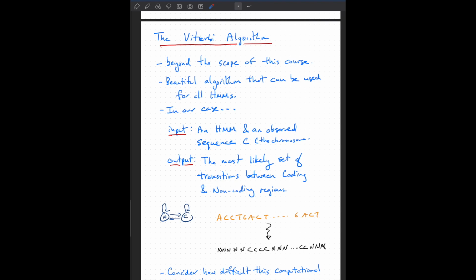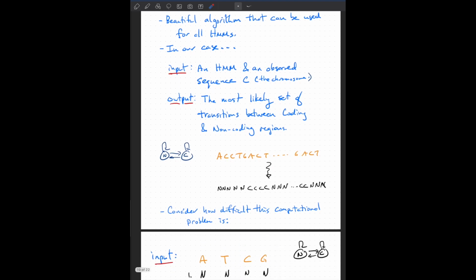That's the region that we're interested in characterizing. And what it's going to output is the most likely set of transitions between coding and non-coding regions. So it's going to basically assign N's and C's as we walk along, but it's going to do so in a way that maximizes the probability of that occurring. Okay, I'll explain this in a little bit.